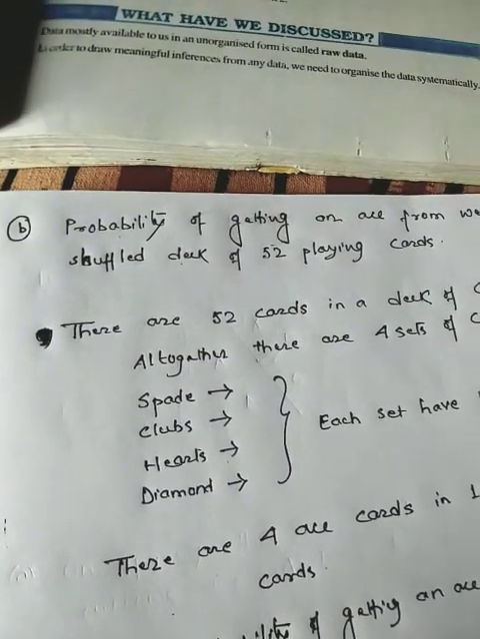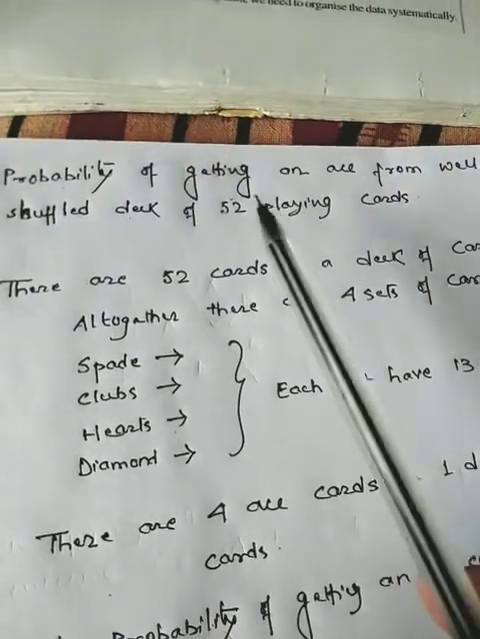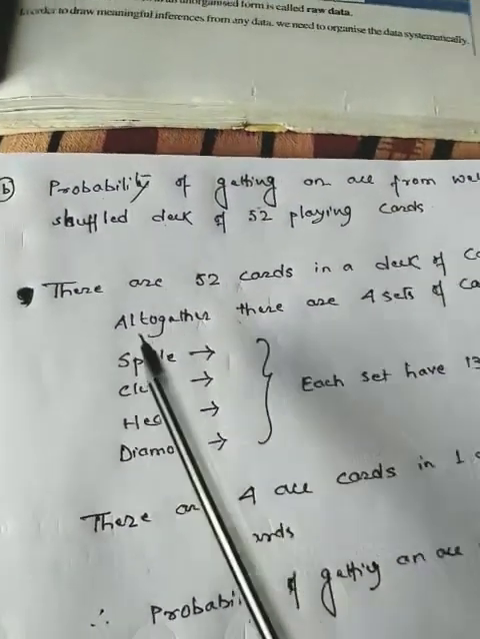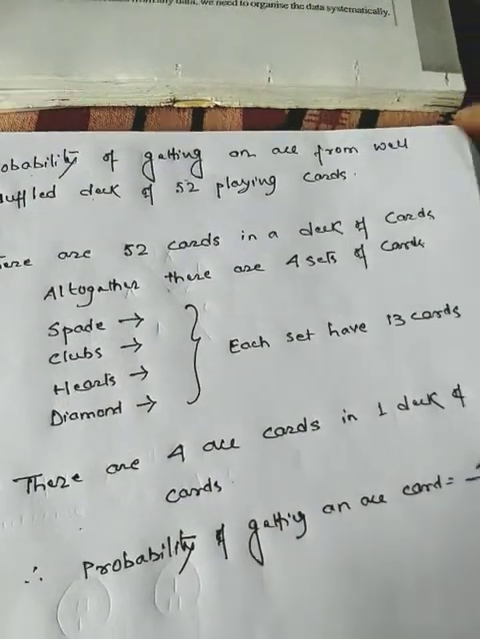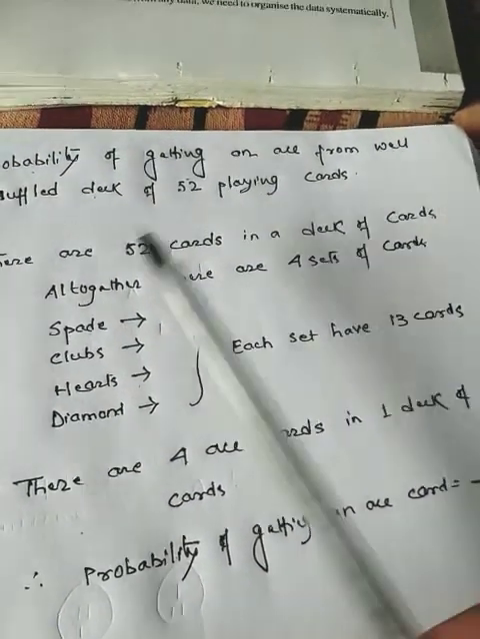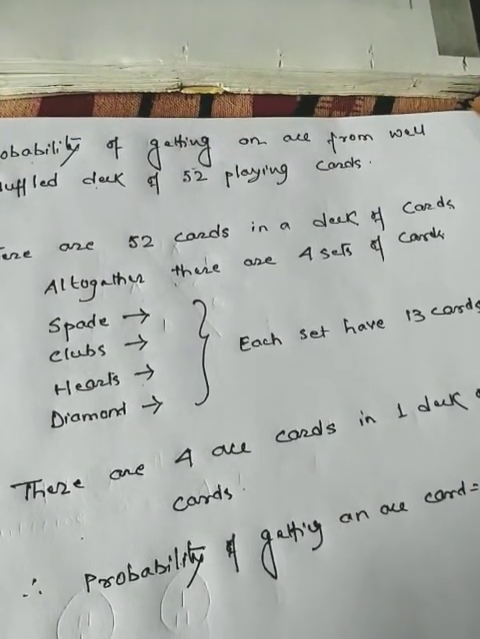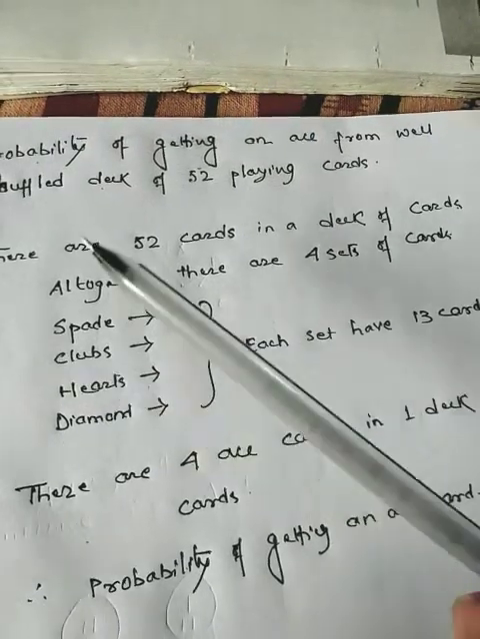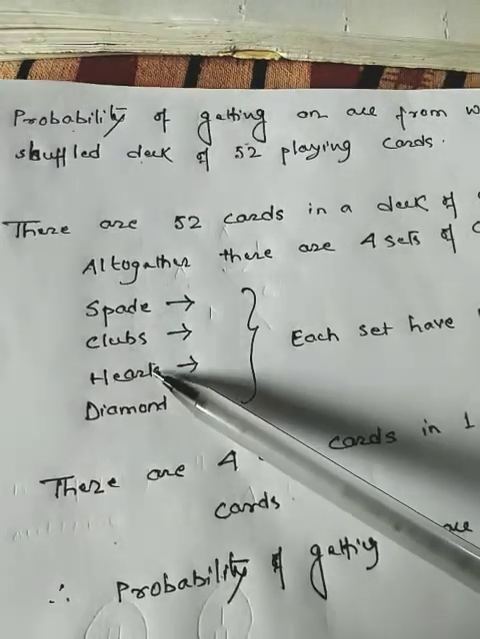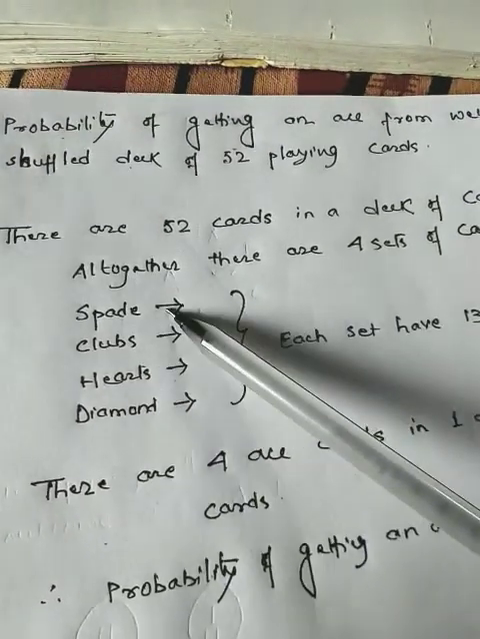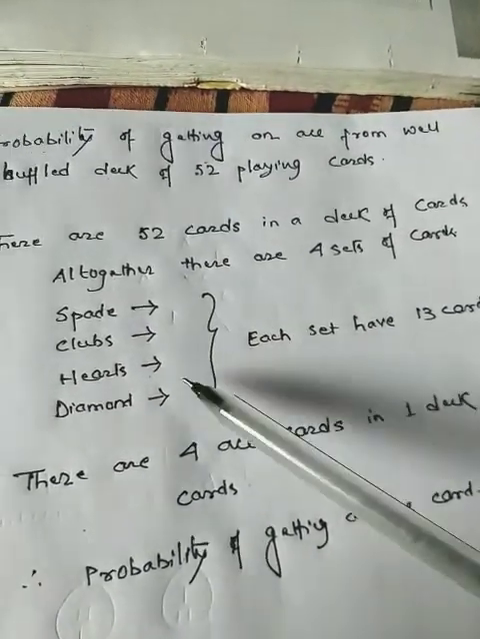Now sum number B. Probability of getting an ace from a well shuffled deck of 52 cards. You must have played cards, students. I have just given some information regarding cards. There are 52 cards in a deck. Altogether there are 4 sets of cards: spades, clubs, hearts and diamonds. These are the 4 sets. Each set is carrying 13 cards.